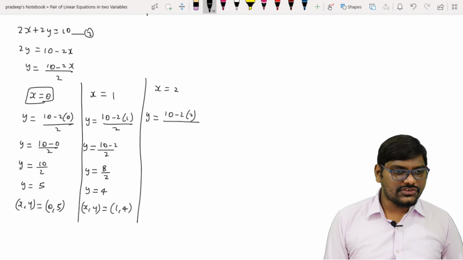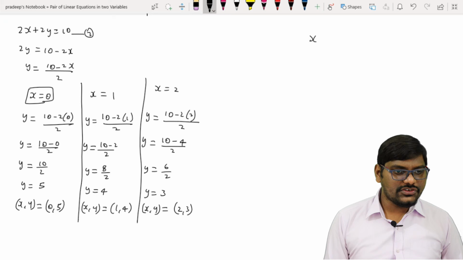So in this equation, in the place of x I'm just substituting 2 as the value, so that I'll be getting y is equal to 10 minus 2 into 2 by 2, which is 10 minus 4 is 6, 6 by 2 is nothing but 3. So I can get x comma y as 2 comma 3. Alright, so these are the points. So let's make the table.